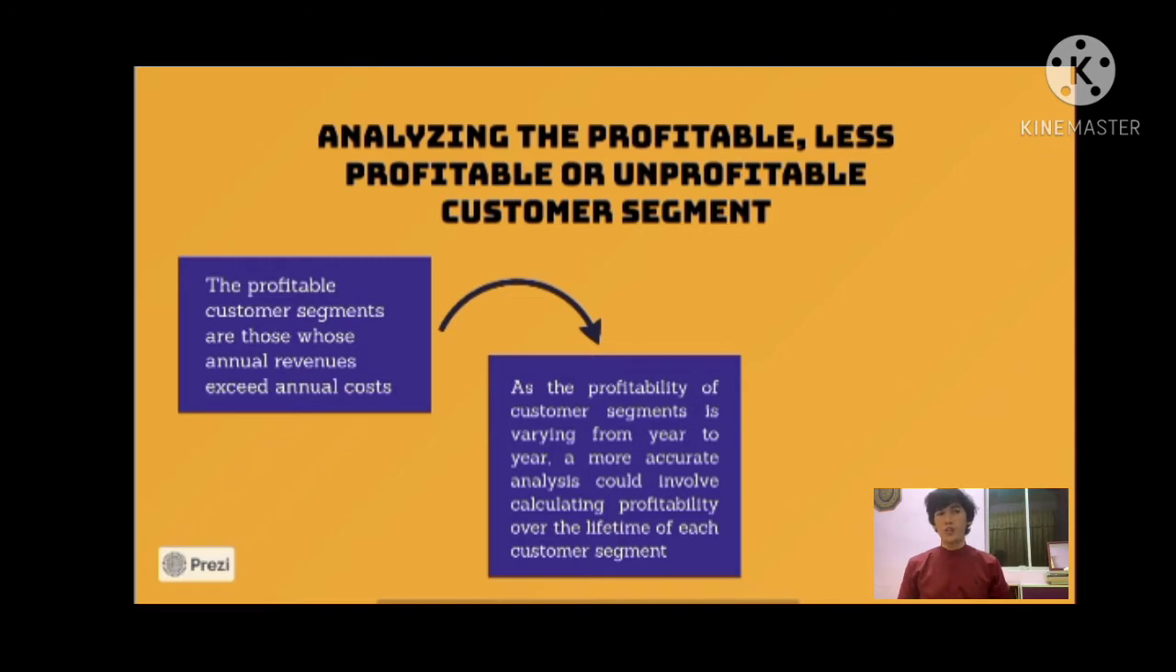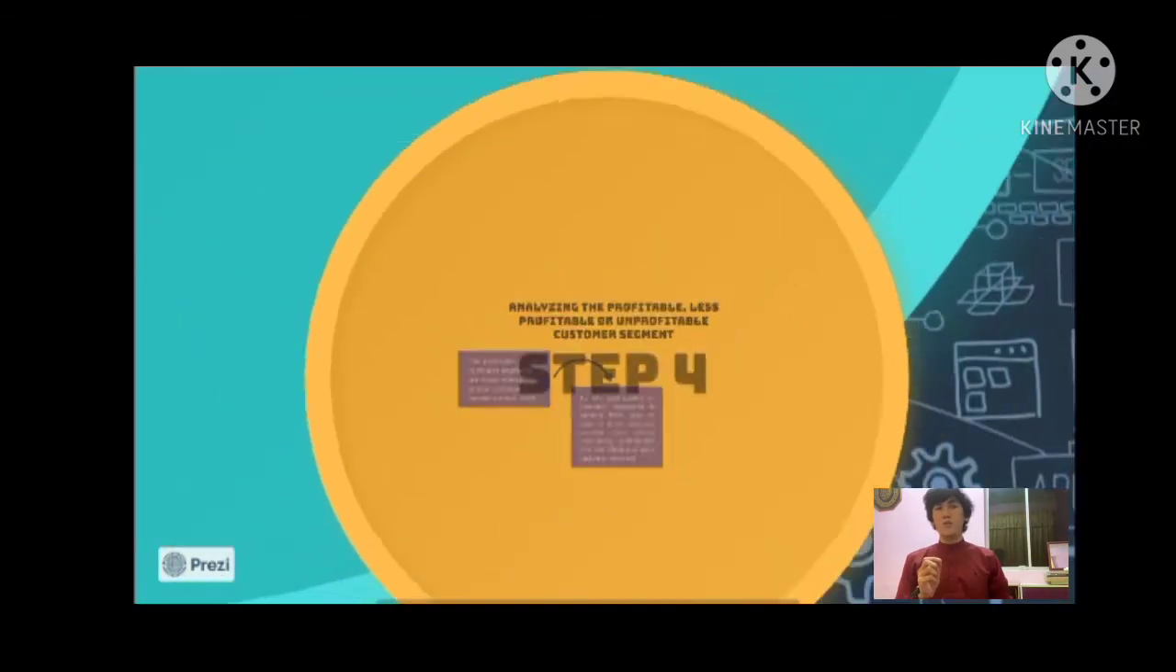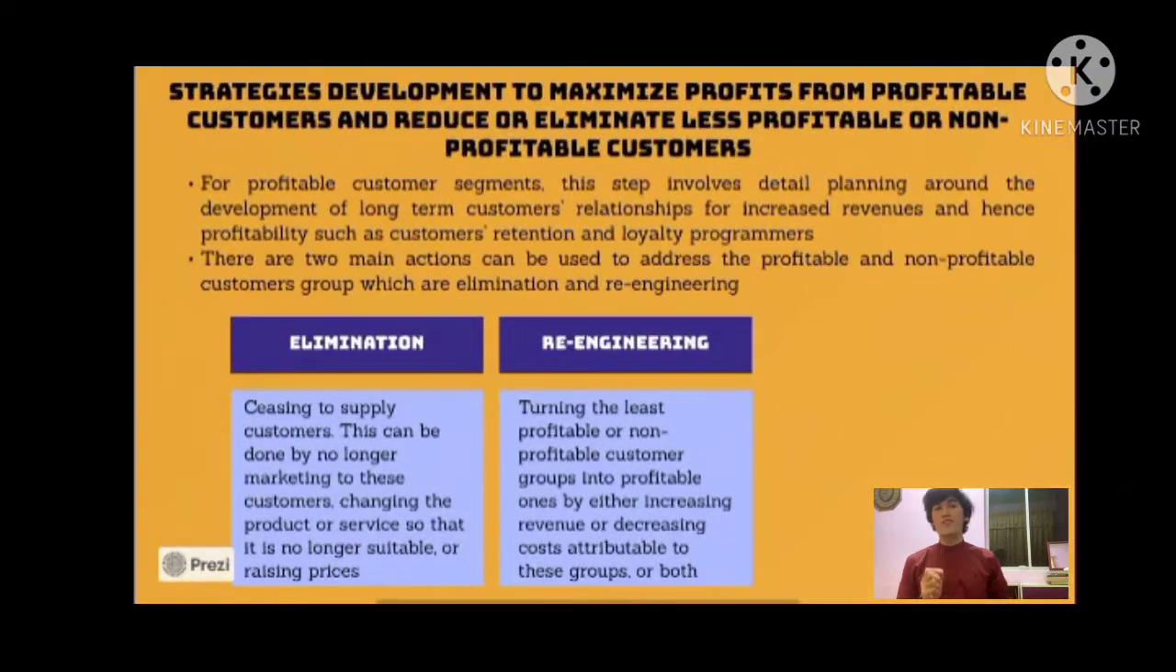As the profitability of a customer segment varies from year to year, a more accurate analysis could involve calculating profitability over the lifetime of each customer segment. The fifth step is strategy development to maximize profit from profitable customers and reduce less profitable or non-profitable customers. For the profitable customer segment, this step involves detailed planning around the development of a long-term customer relationship in order to increase revenue and hence profitability, such as customer retention and loyalty programs.